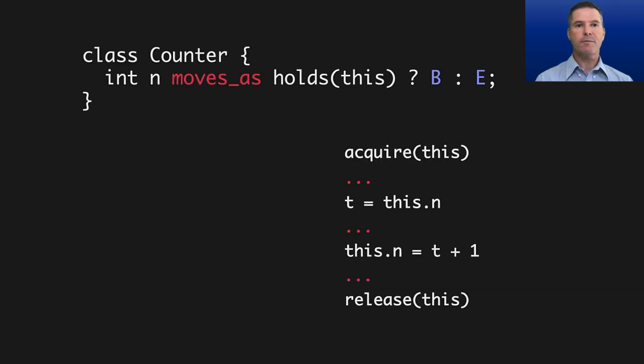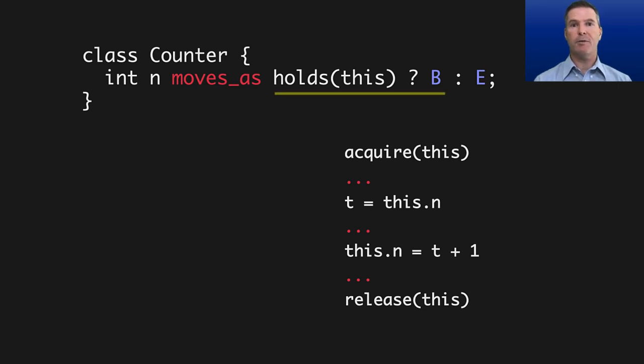As an example of Anchor's reasoning, here we have a simple class Counter with an integer field n, together with a code fragment in a synchronized block that increments n. And the red ellipses denote potential interleaved steps of other threads. This moves-as clause documents the synchronization discipline for the field n.